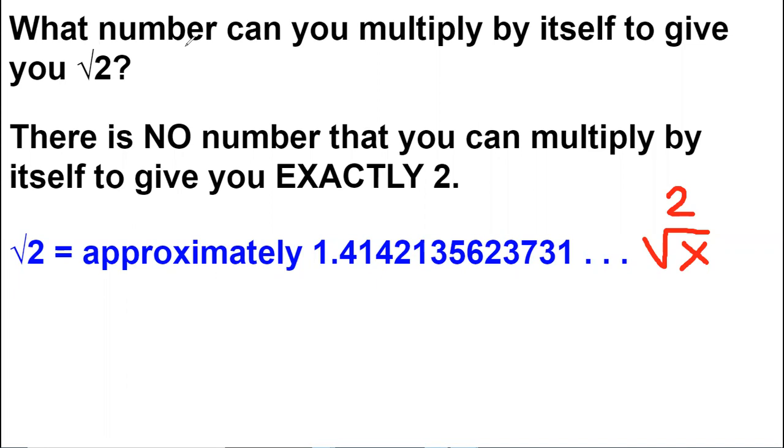And notice that it is a non-terminating decimal. But is it repeating? No. It's non-repeating. So there's no pattern. Like the 1.414 part, that 414 doesn't repeat. 414, 414, 414. Nothing in this number has a pattern at all. So it is irrational.